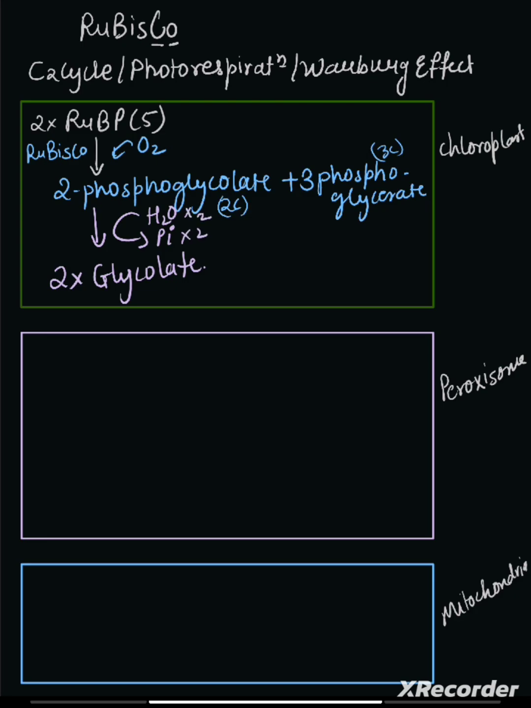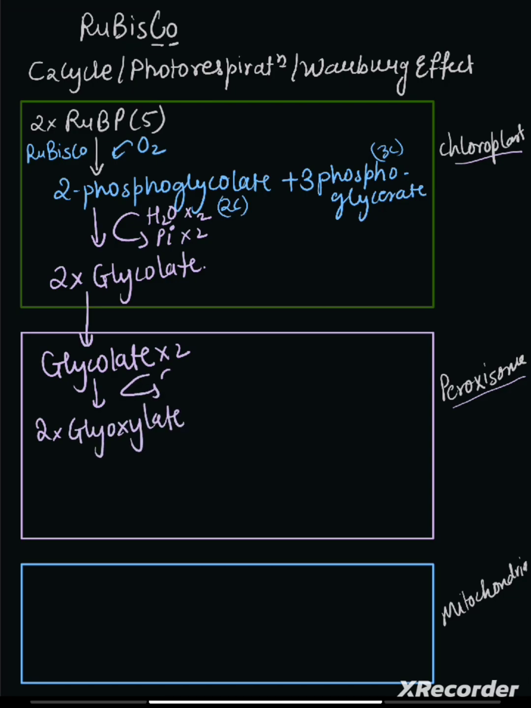Now from here, glycolate enters peroxisome from chloroplast. So here comes glycolate. Now these two molecules of glycolate are converted to two molecules of glyoxylate. This is done by using two O2 molecules, and two hydrogen peroxides are released. Now glyoxylate is converted to amino acid glycine.